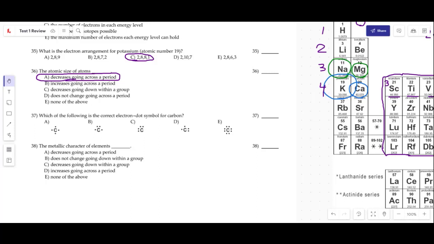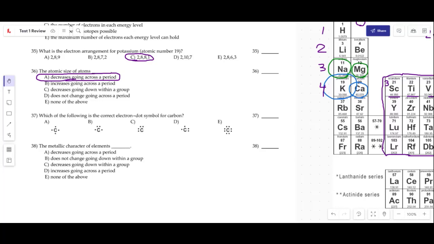Think of it like, you're going to a party, okay? And it's a pizza party. You can't take 5 pieces of pizza before everybody else gets one, right? That'd be rude. So each person gets one piece before you double up. And the same thing is true with Lewis dot structures. Each side gets one electron before you double up.